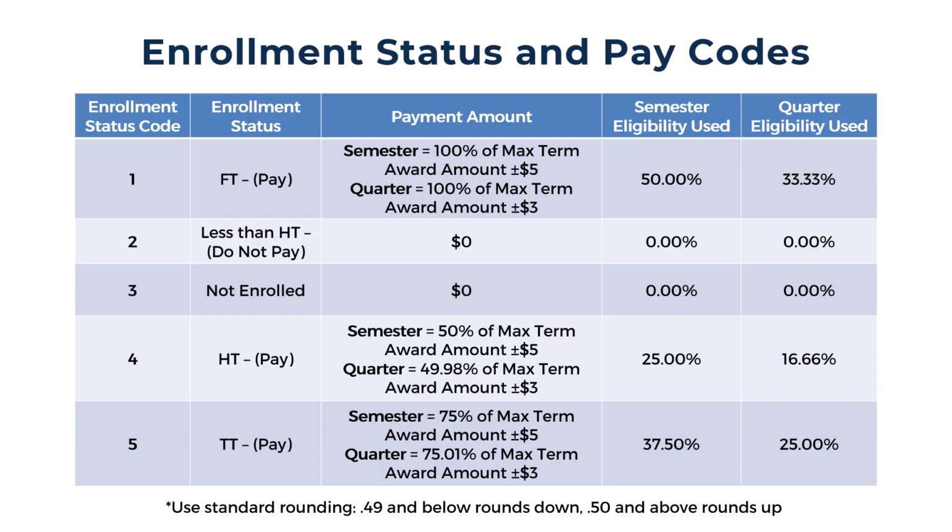All less than full-time payments are rounded to the nearest whole dollar using standard rounding and an allowable variance of $5 per term at a semester school and $3 per term at a quarter school.